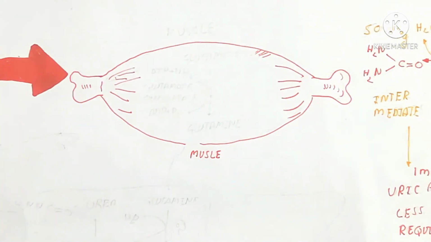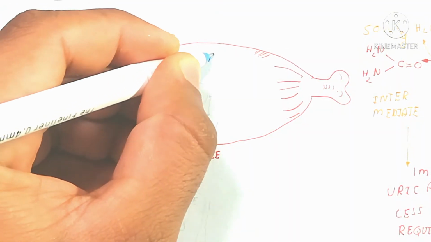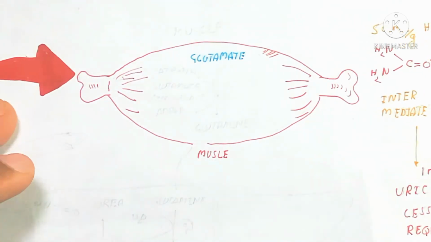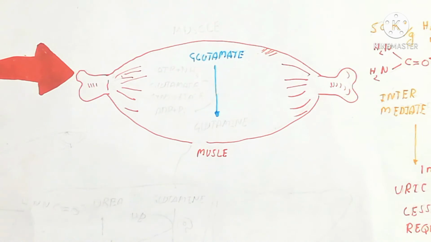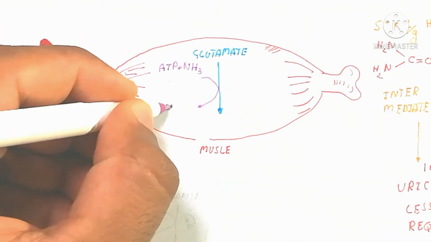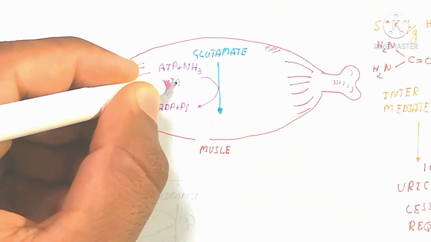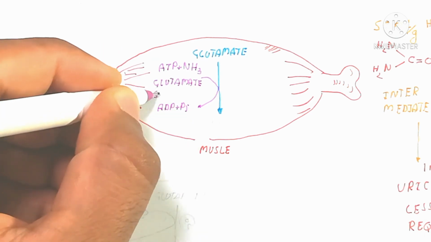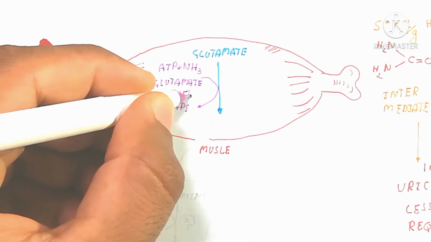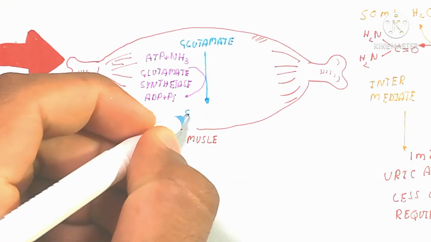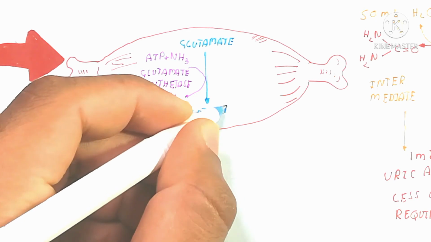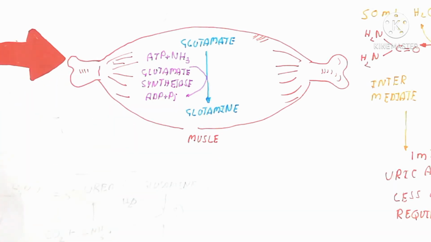Here is the muscle, which I am drawing, and it contains glutamate. This glutamate will be converted into glutamine, which means the amine group will be added. ATP is also used to make ADP, and the inorganic phosphate will be separated, not attached. The glutamine synthetase enzyme is used to make glutamine. This glutamine goes from the muscle to the liver.